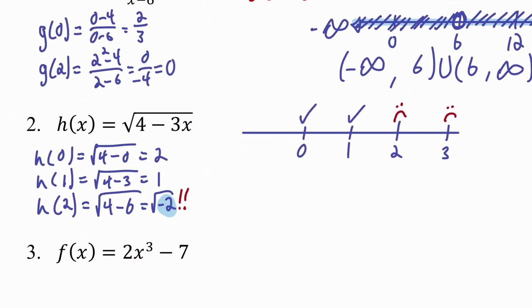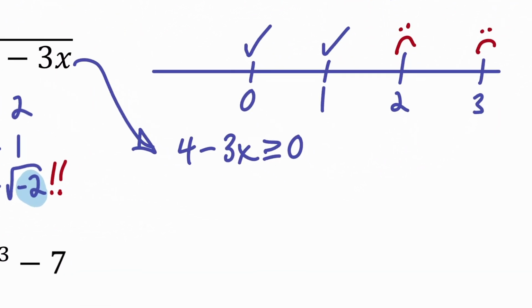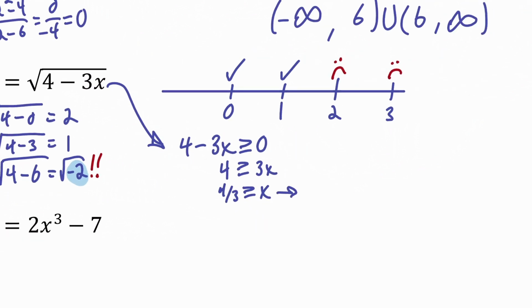So what I can do is take the radicand, the inside of the root, and set up an inequality saying this has to be at least 0, because when the radicand is negative, then that's not part of the domain. And I can solve this inequality and get an inequality description for the domain. So I'll add 3x to both sides and divide by 3. So 4/3 is greater than or equal to x, or in other words, x is less than or equal to 4/3.